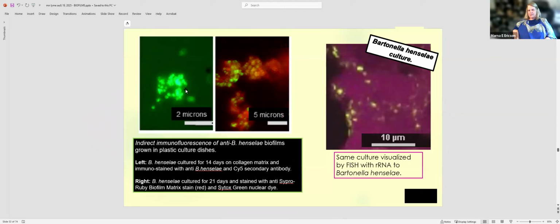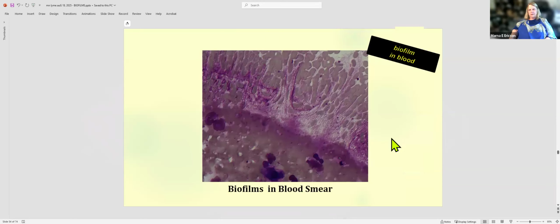All right, then this is again more, we just grew it on different Petri dishes. And we did it also with FISH staining as well. And that's looking at the ribosomal RNA. If you've got RNA, you know that this stuff is dividing. That's the beauty of doing FISH. This is another nice picture, just a typical stained blood smear you'd get at the doctor's office. But if you look on the edges, you can find these areas of just goo, and they're all over, and that's biofilm in the blood.